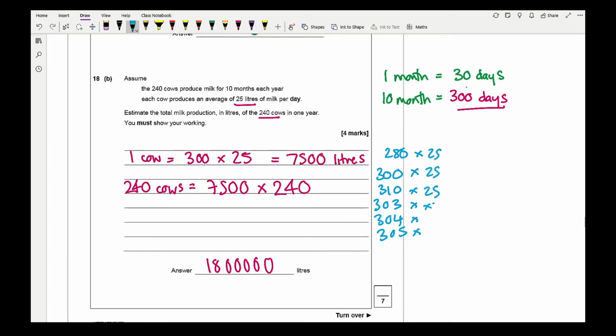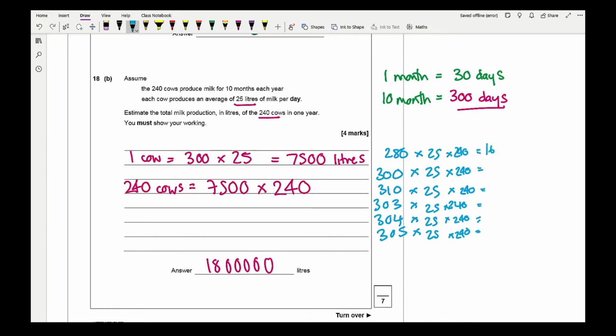I don't know why I've put an extra times there, so I'll just get rid of that. There we go. And times by 25, and then you times each of those answers by 240, the number of cows. So again, if you've used any of those answers, then that would be absolutely fine. And what I do is just go through each of the possible answers you should have.